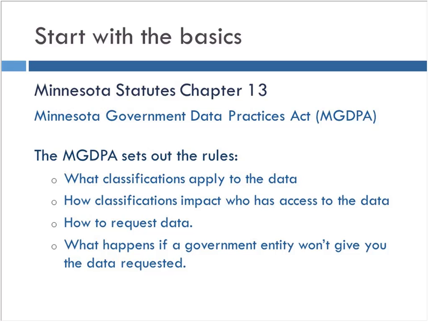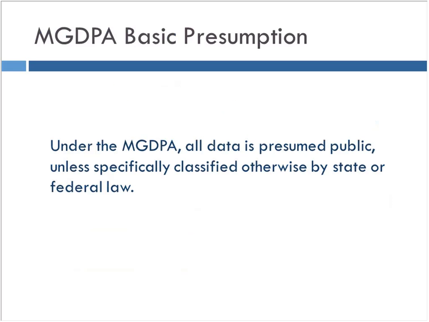And what the Data Practices Act does is it sets out the rules. The rules about how we classify data, what those classifications are for certain data, how those classifications impact who has access to the data, how to request data, and what happens if a government entity won't give you the data that's been requested. So those are the set of rules that we have to live by.